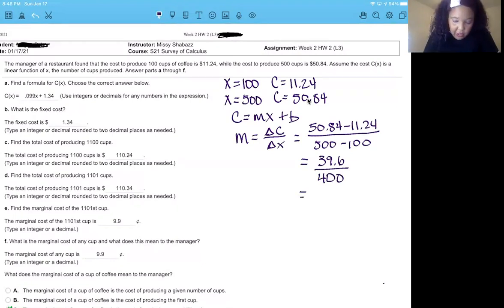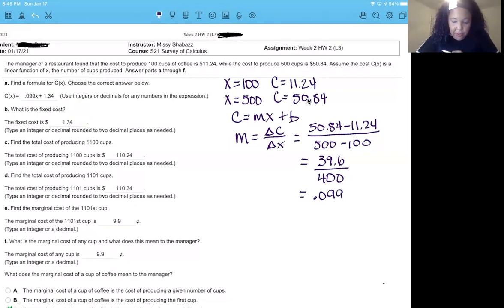And the decimal, they say use integers or decimal values. I believe this is going to give me a decimal value. Notice I have a decimal within a fraction, which I can't leave. So I need to leave it as a complete decimal or change it into a fraction. But they say leave as an integer or a decimal, so I should change it into a complete decimal. So 39.6 divided by 400 is equal to 0.099. All right, so that is my slope.